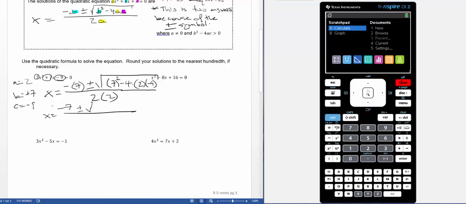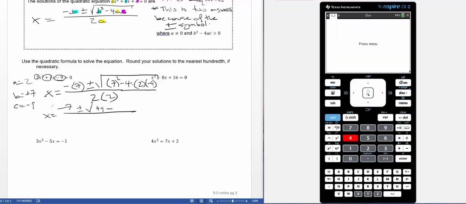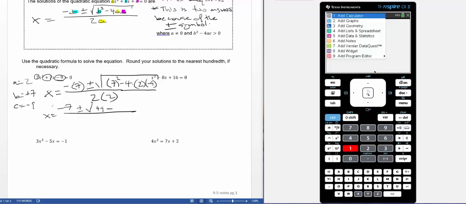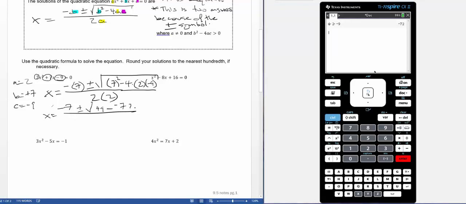Let's see, 7 squared is 49 minus 4 times 2 times negative 9. Maybe off the top of my head, not positive. Let's make a new document. I'll make a calculator page. How about 4 times 2 times negative 9? It's negative 72. So minus negative 72. 2 times 2 is 4.